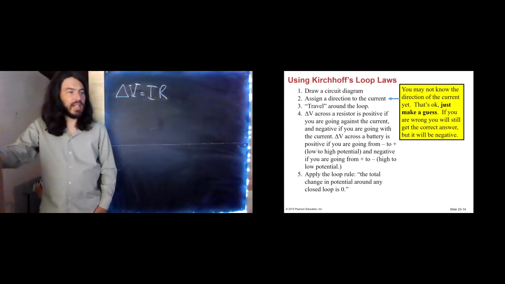Delta V across the battery is positive if you're going from negative to positive, and it's negative if you're going from positive to negative, okay? And then we apply the loop rule. The total change in potential around any closed loop is 0.